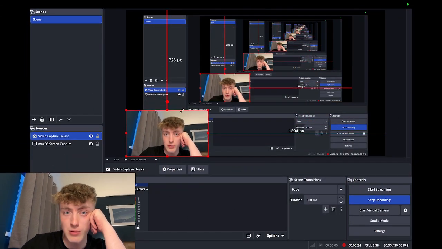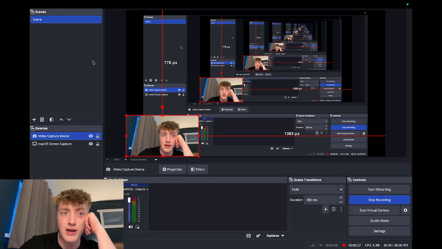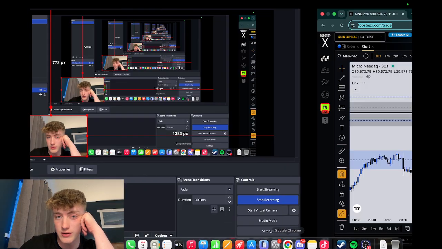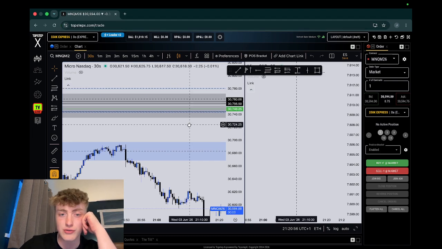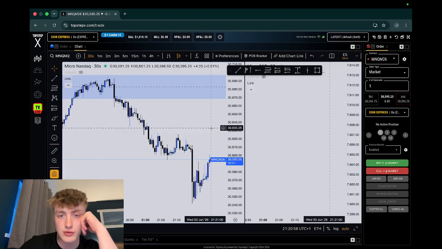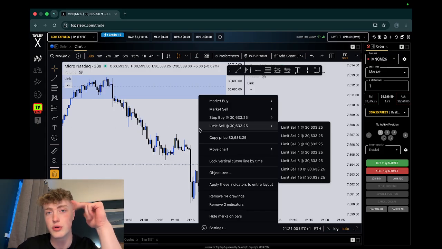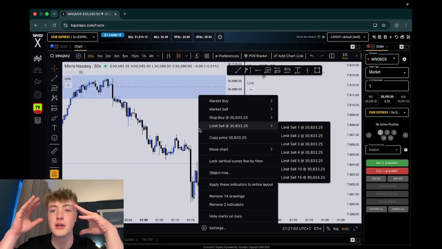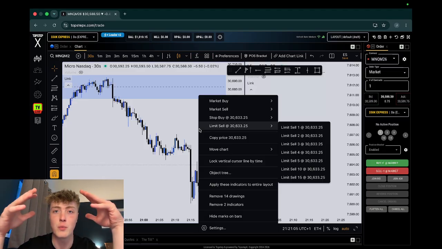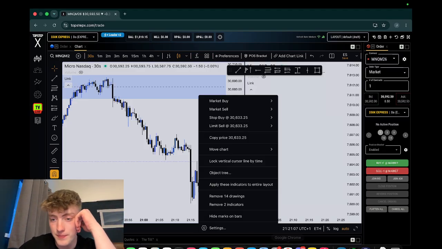But we are here today to talk to you about SMTs, which is the first confluence that we're going to be looking at. So we're going to go through each individual confluence that I use for my specific model, how they work and why they work.